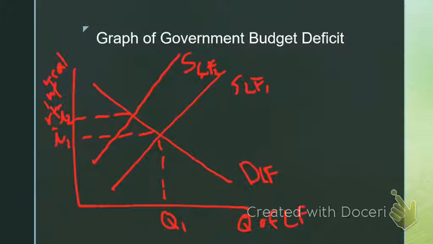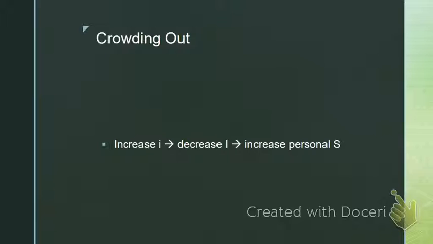Okay, what do we call this? When the government borrows to pay for the deficits, what is it called? Crowding out. This is crowding out. It's crowding out the loanable funds market from other investors. They're hogging all the funds. Okay. So let's see. Crowding out.